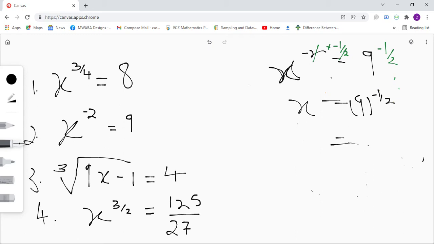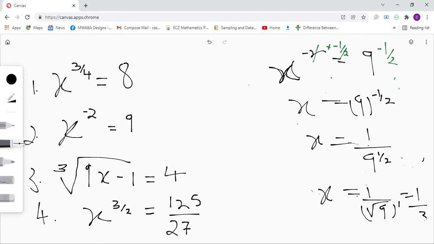All right, so we're going to have 1 over 9 to the power half, okay, because we had a negative power. So this, if you remember our laws of indices, okay, it's going to be x equals 1 over 9 to the power half to give us x. So we'll find the square root of 9, and the square root of 9 is 3. So our answer is going to be x equals 1 over 3.